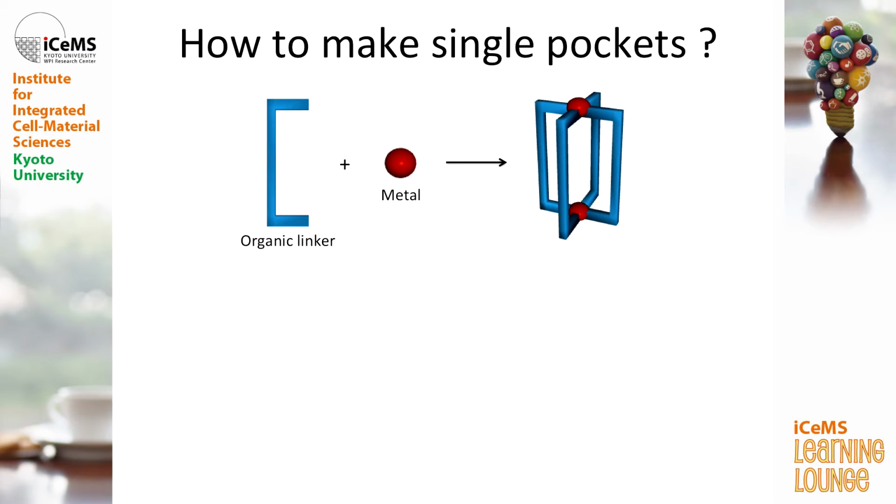So how can we make single pockets? As I told you, you also make them with a combination of organic linkers and metal ions. But in this particular case, you want to have a single molecule. So you want to design your organic linkers in a way that you would prefer to form single molecules rather than extended polymers. So this is the organic chemical point of view.